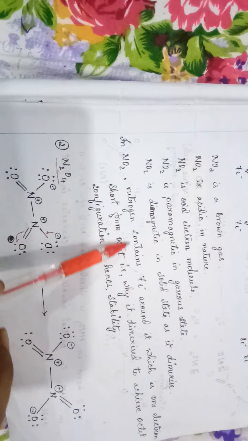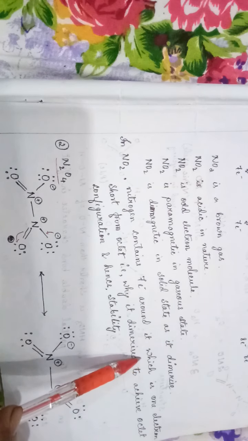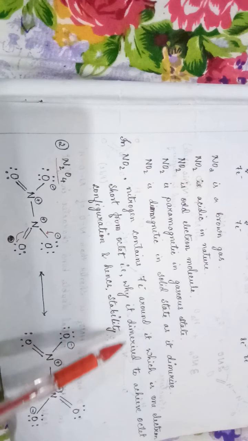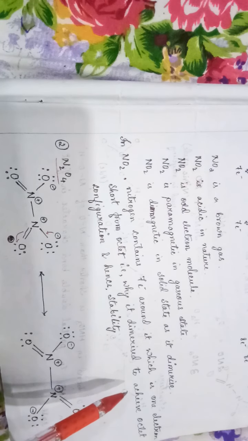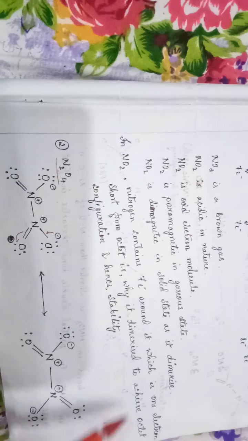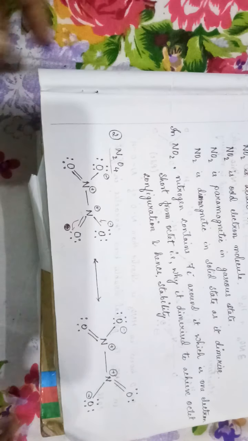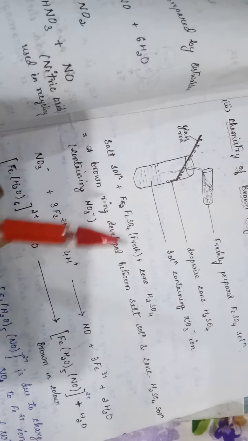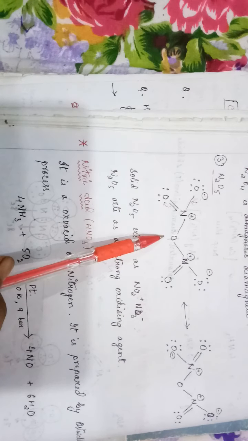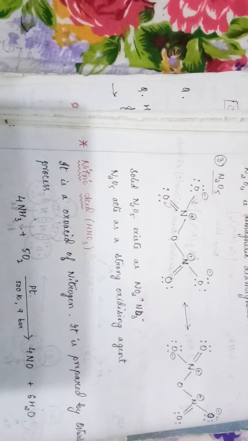So in NO2, the nitrogen atom contains 7 electrons around it, which is 1 electron short of the octet. That is why it dimerizes to achieve octet configuration and hence stability. Similarly, the structure of N2O4, these things you have to draw. Then the structure of N2O5, one oxygen shared between two nitrogen atoms.